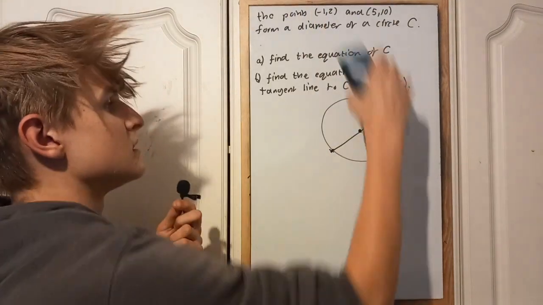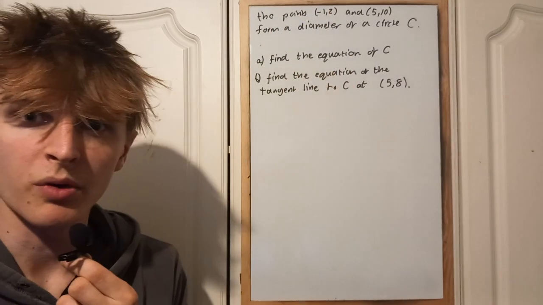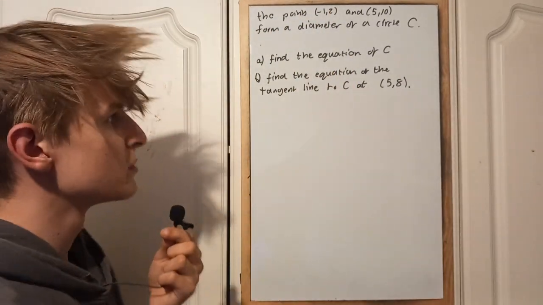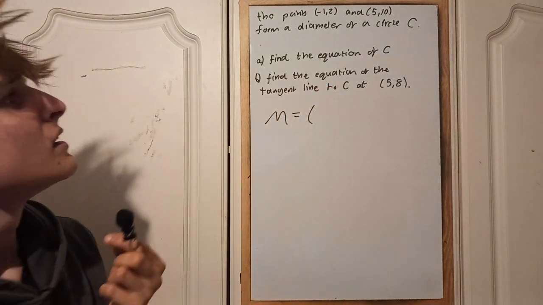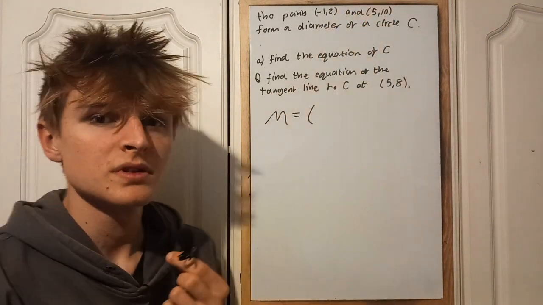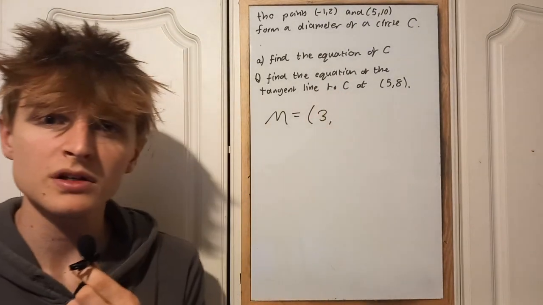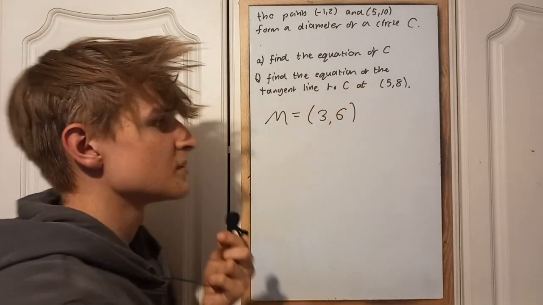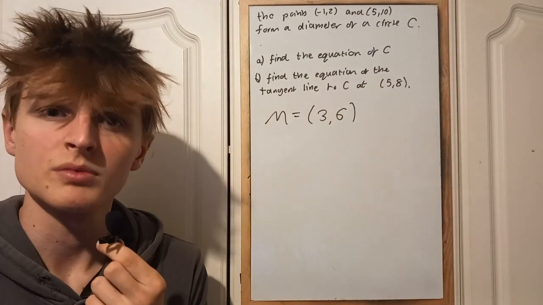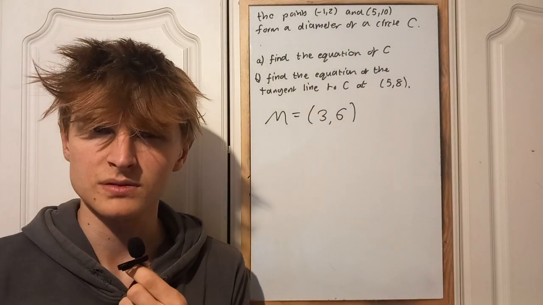Anyway, let's figure out the midpoint of those two points. Recalling the formula we just derived, the midpoint, which I'll call M, will be the sum of the x coordinates divided by 2, which turns out to be 3, and then the sum of the y coordinates divided by 2, which turns out to be 6. So the center of this circle is at (3, 6).